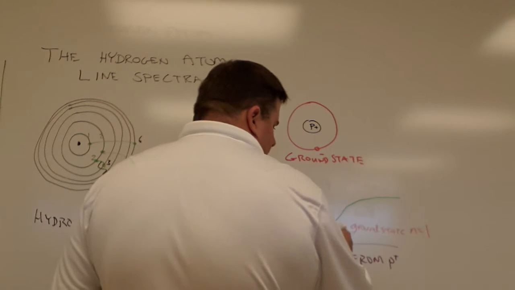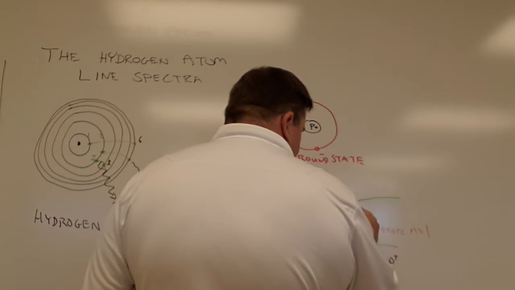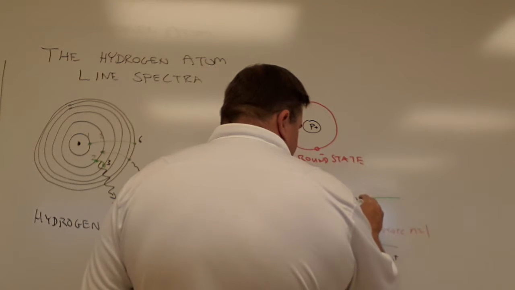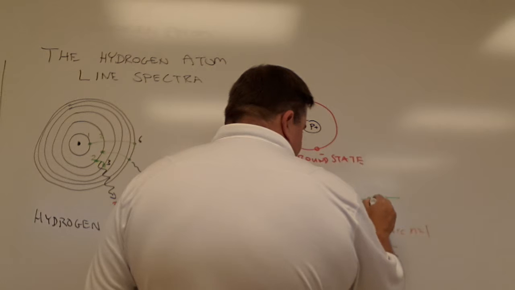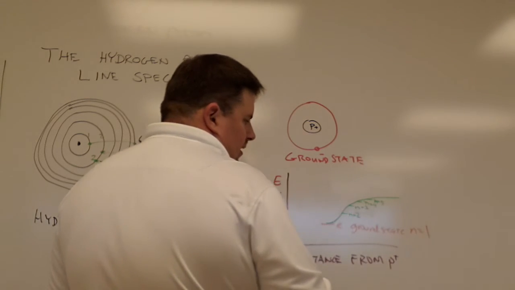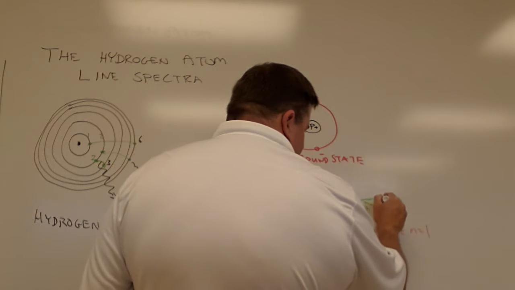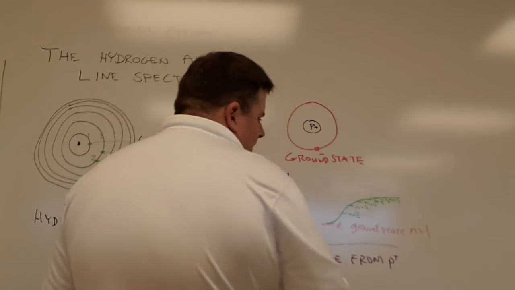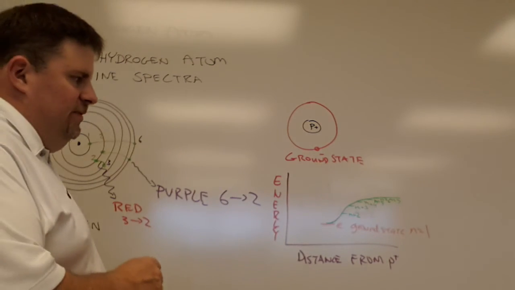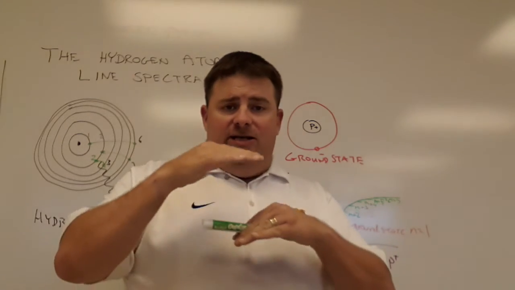So here's n is equal to 1. Here n is equal to 2. N is equal to 3. N is equal to 4. And if you notice, n equal to 5 is right there. And then n is equal to 6. And n is equal to 7. Then at a certain point, the space between each one of those levels is getting smaller and smaller.